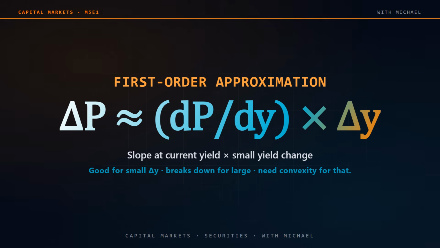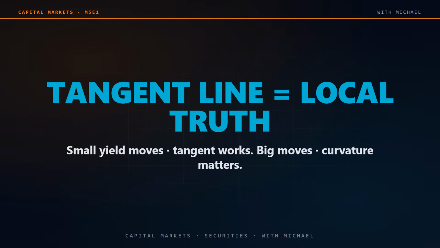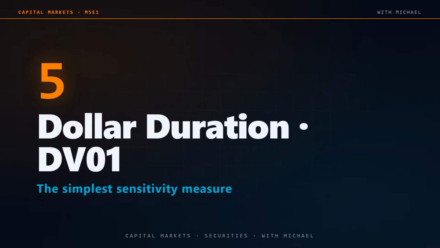The local linear approximation works well for small yield changes. For large yield changes it becomes increasingly inaccurate, which is the entire reason we need convexity. Section 5. The dollar duration concept. Before we formalize Macaulay or modified duration, let us define the simplest sensitivity measure, dollar duration.